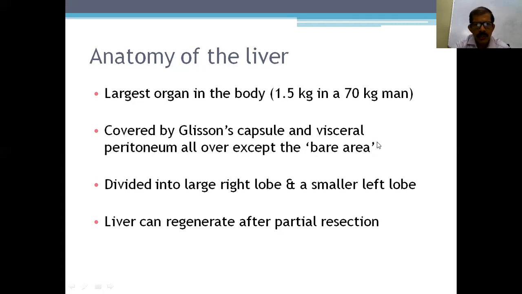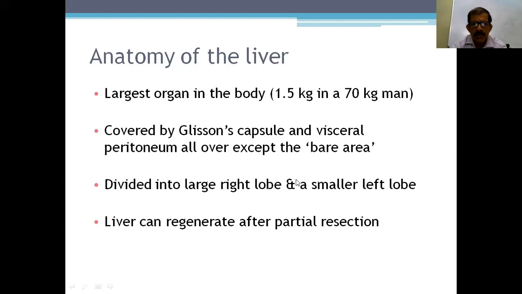Of course, as I told you, it encloses the superior and inferior coronary ligaments.